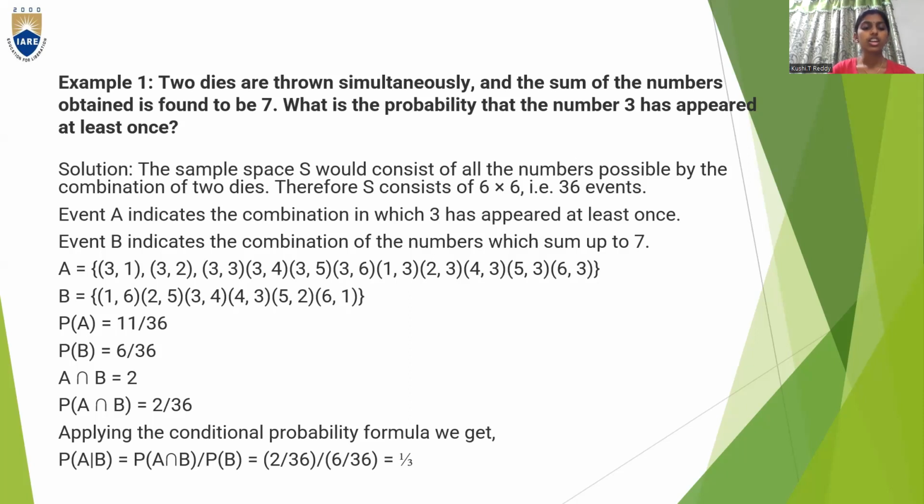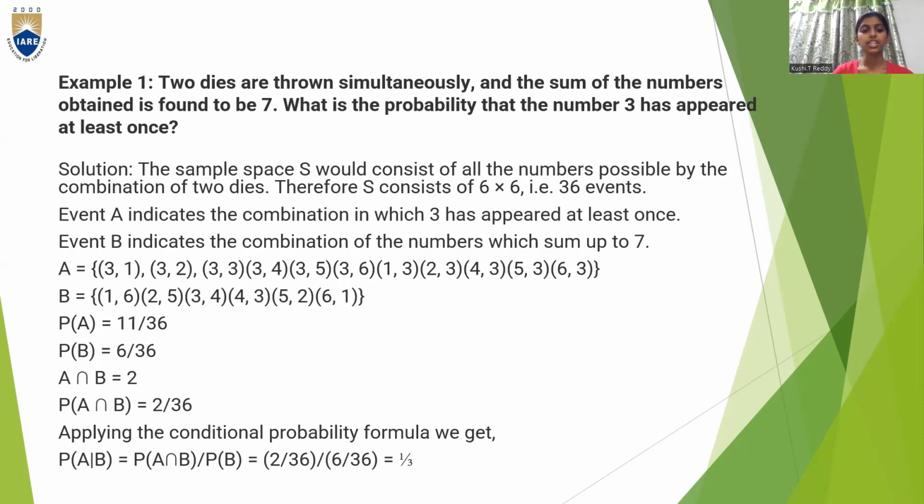So we'll see what the conditions are in event B: 1,6; 2,5; 3,4; 4,3; 5,2; 6,1. So from this, P of A is 11 by 36, P of B is 6 by 36. A intersection B becomes 2. So P of A intersection B is nothing but 2 by 36.